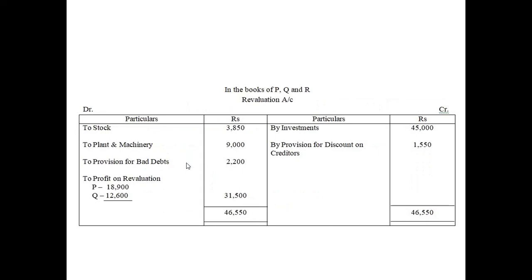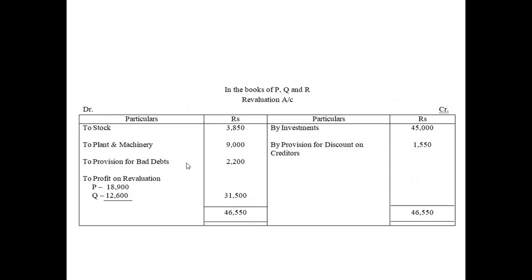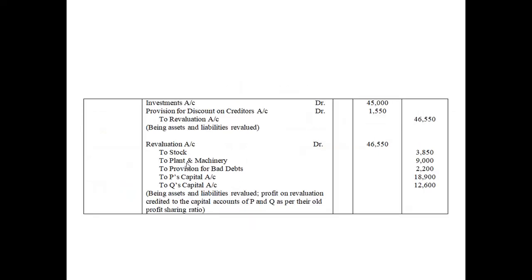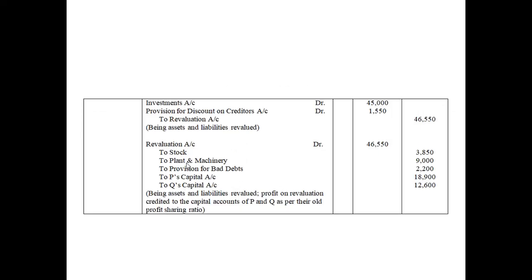So investment is increasing by 45,000 since the investments are credited here. So this investment should be debited here in the journal account, okay, and revaluation account will be credited. So investments account debit, this provision for discount on creditors will be also debited, and the revaluation account will be credited by 46,550, okay. I will tell you about this provision for discount on debtors in this revaluation account afterwards, okay. So these two items will be credited, okay.